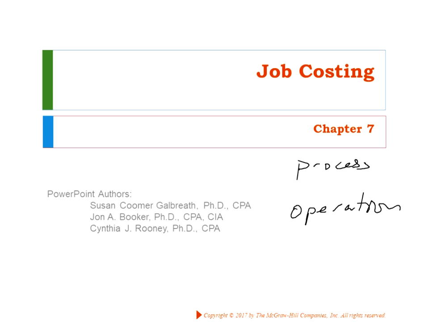So just as a refresher, those were the three types of costing systems that we talked about in the last chapter. But this chapter we're going to focus on just one, and that's going to be job costing.